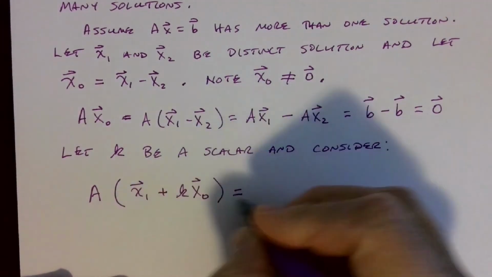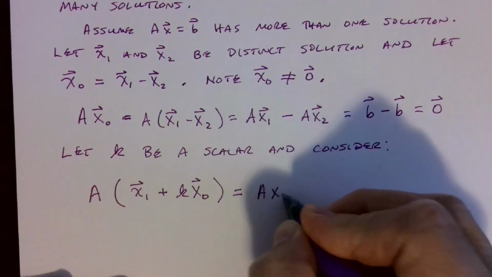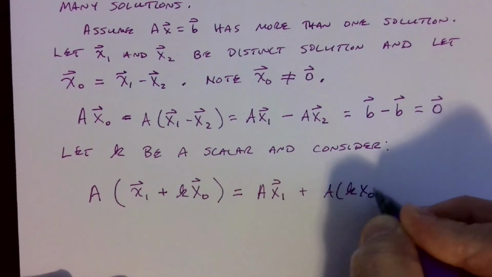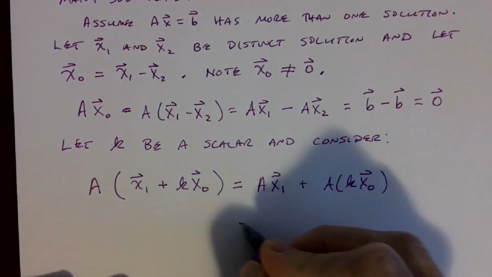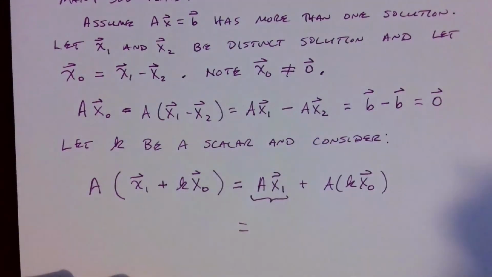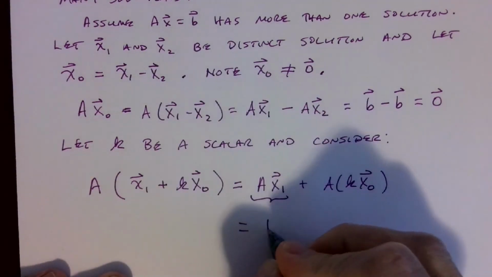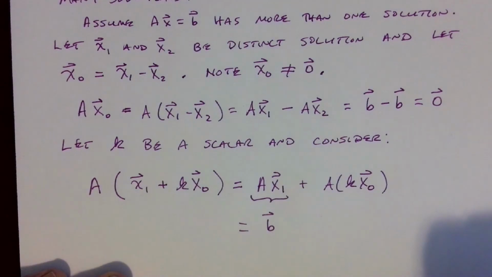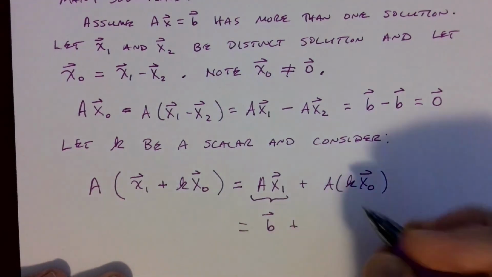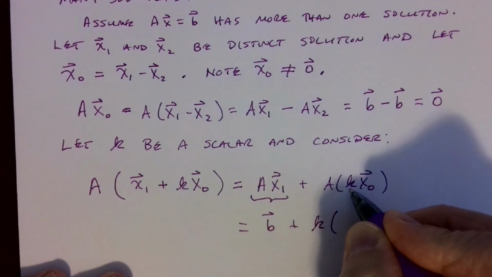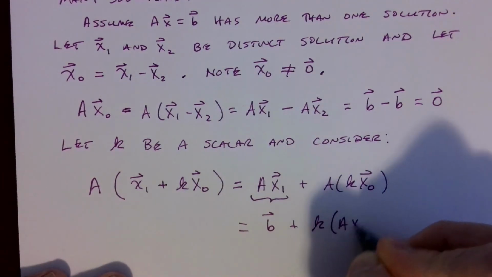Well, if I distribute the left distributive law, I get A times x₁ plus A times k x₀. And what's this? What's A times x₁? Well, we know already x₁ is a solution to Ax equals b, so that gives me b, the constants vector. And then here, notice I can bring this k outside, because it's a scalar multiple. I can move it around. I get A times x₀.